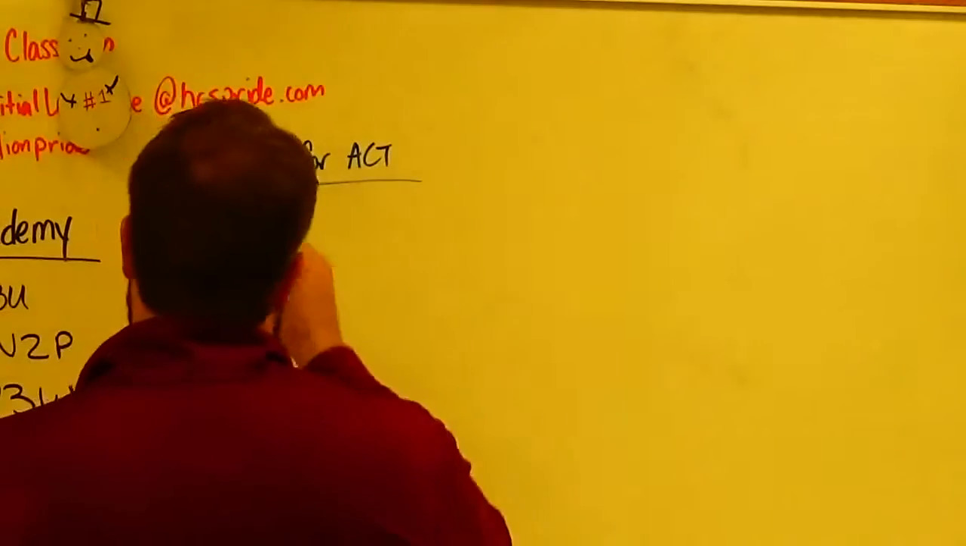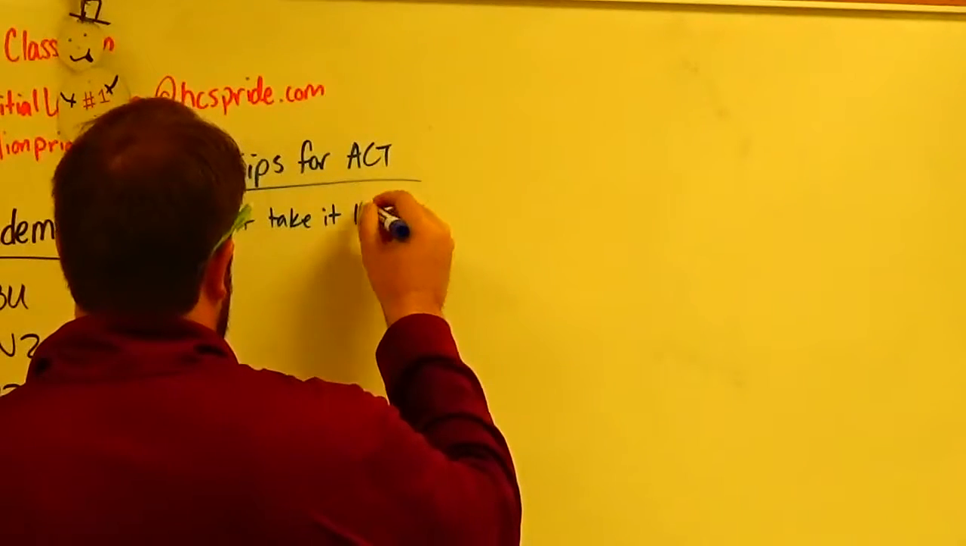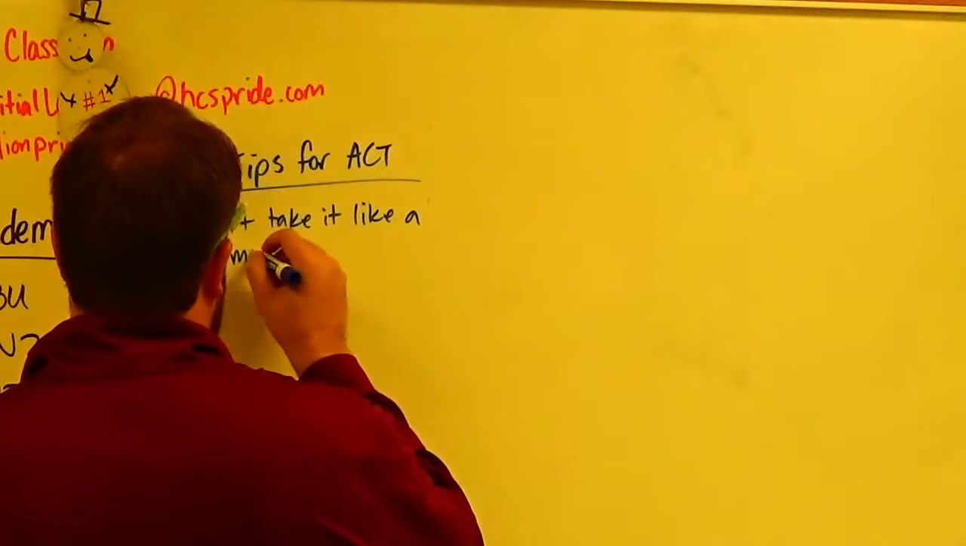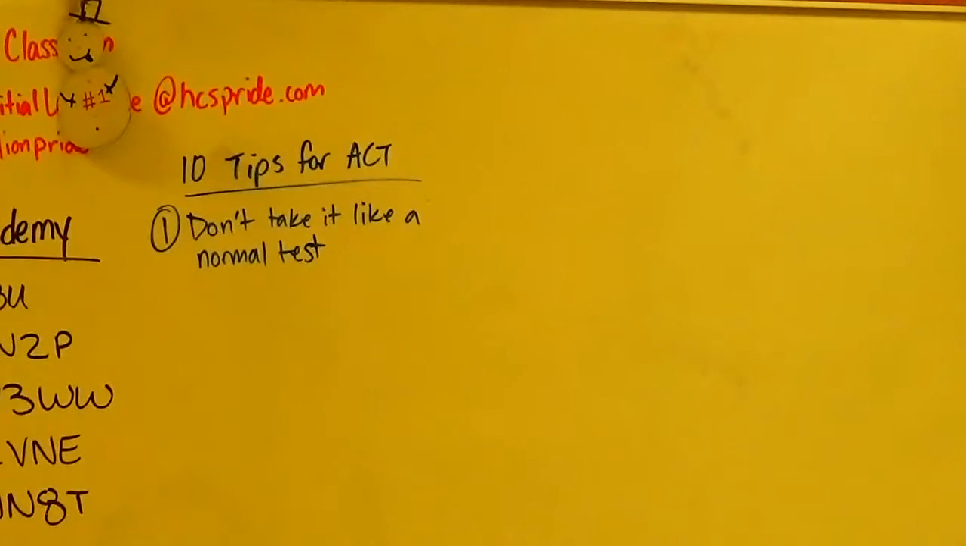Don't take it like a normal test. A normal test, especially for math and science, your teacher wants to know if you know it and how you got there, correct? The ACT doesn't care about that. They're just looking at answer choices A, B, C, D, and E. You laugh, but it's true. They don't care how you get the answer. They just want you to get it right. So don't think about it like that.